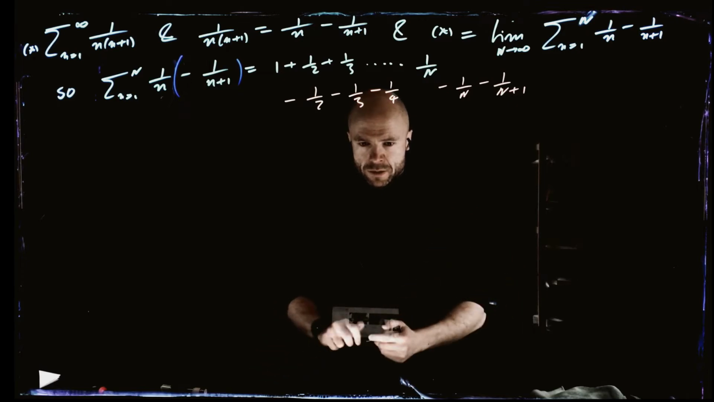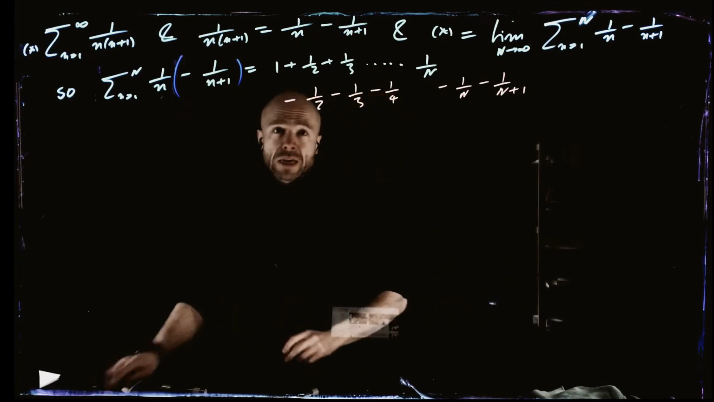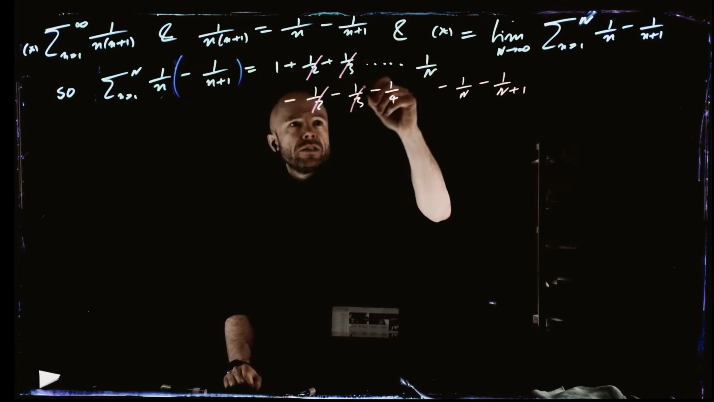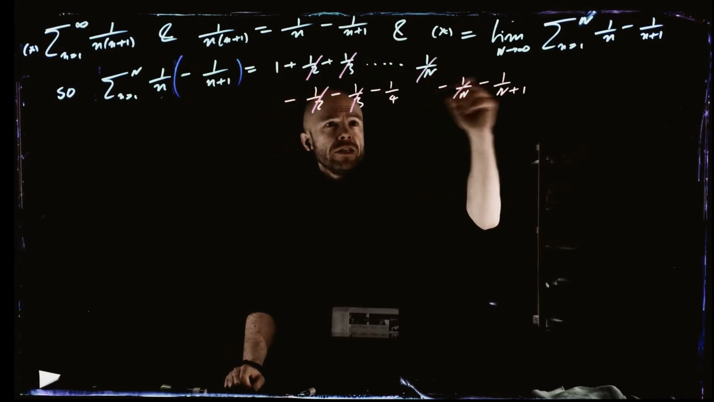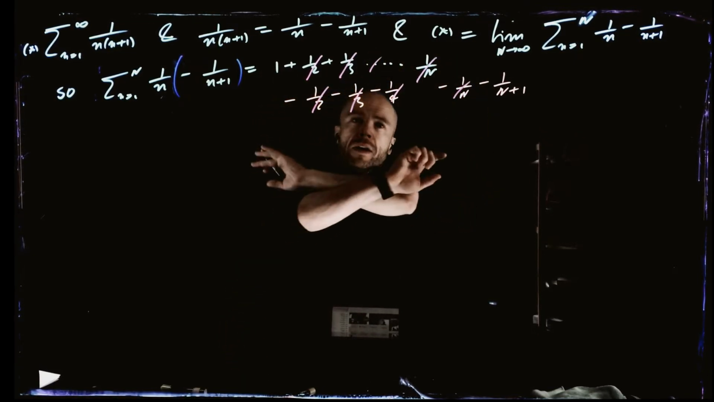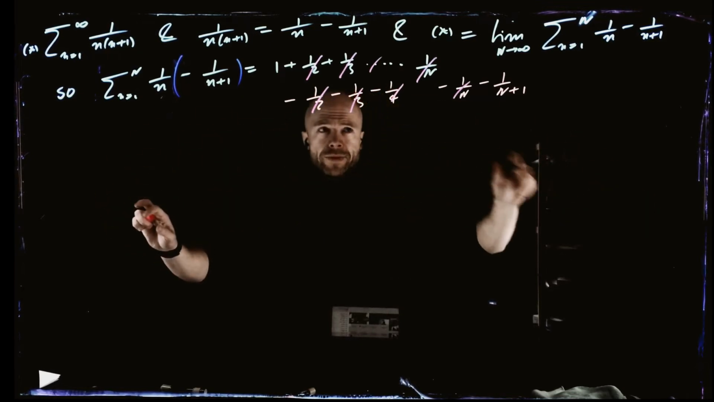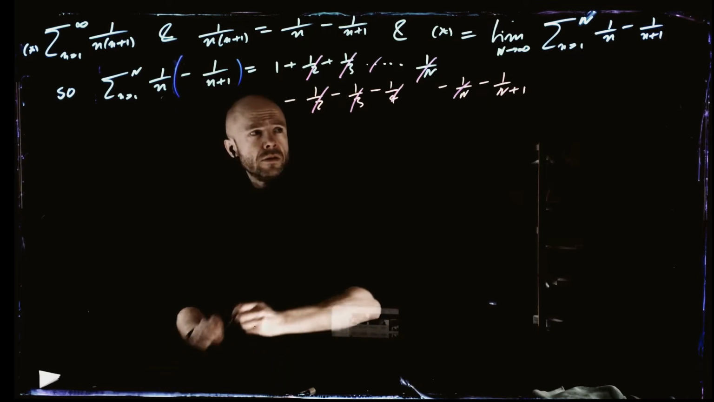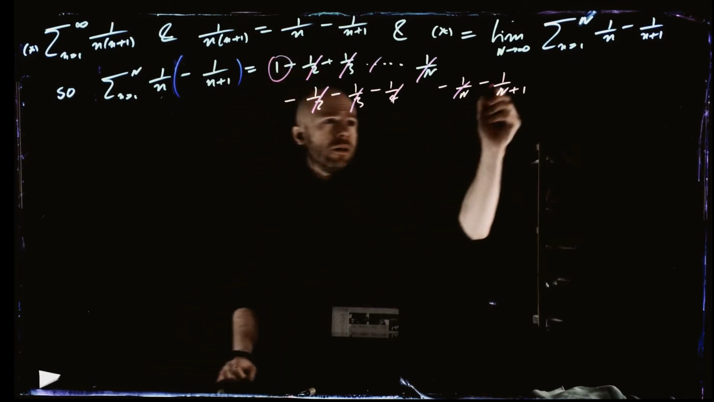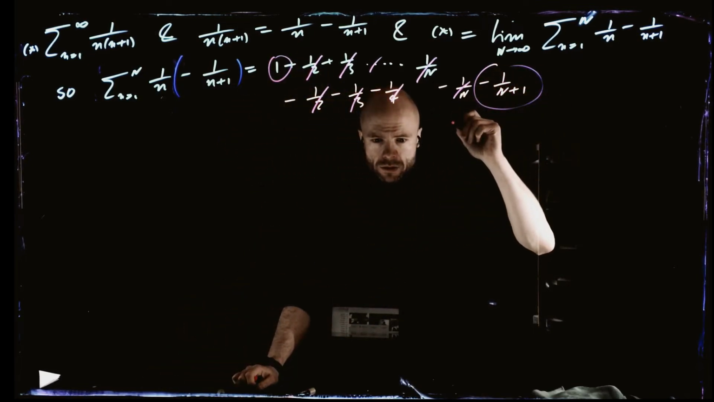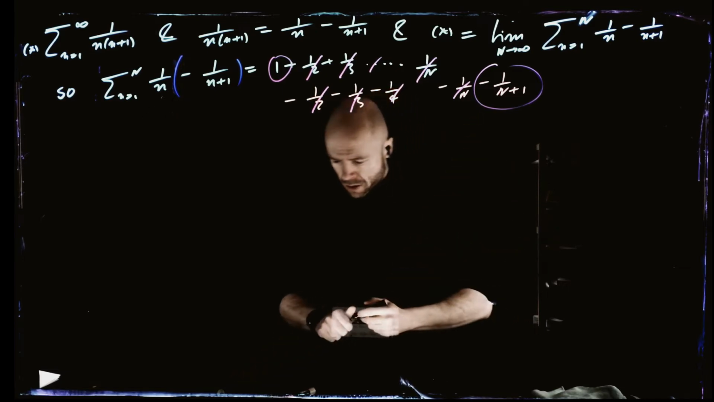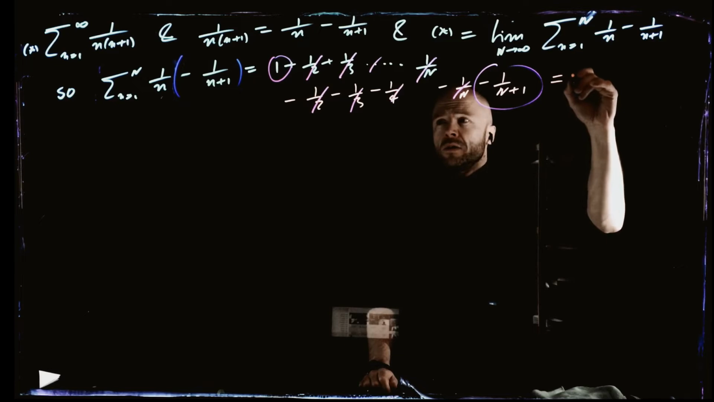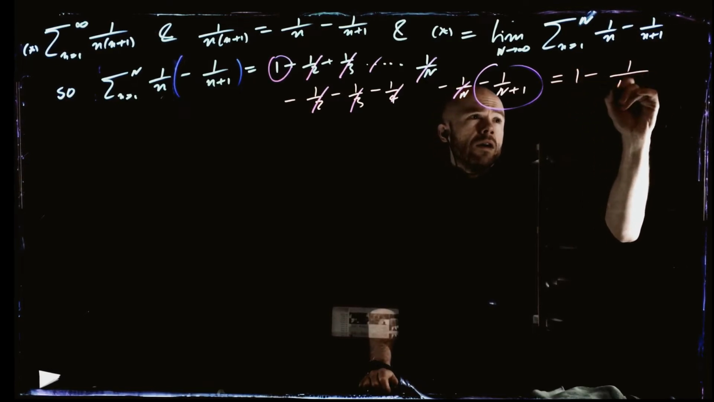Everybody see that? Cool. And then we have a massacre, right? This thing is killed by this thing, this thing by this thing, this thing by this thing, this thing by this thing. The only survivors of the massacre are the two terms, this one and this one. Yeah? So this all becomes very conveniently just 1 over n plus 1.